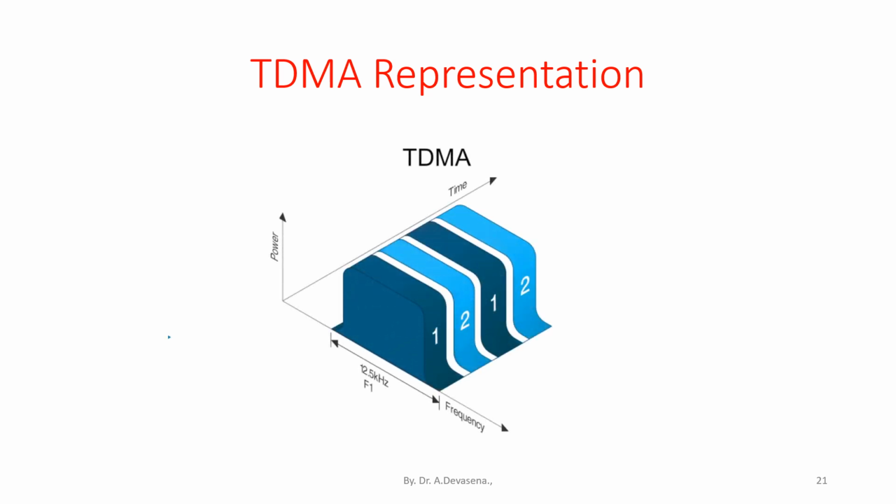Here, in TDMA, the spectrum is allotted to individual users at a particular time slot. If a user is not using the time slot, it is allotted to some other user. Thereby, the spectrum or band is efficiently utilized in TDMA.